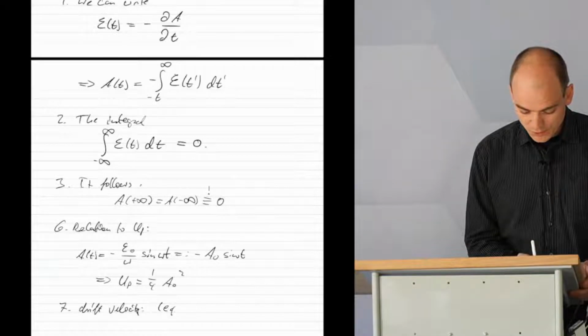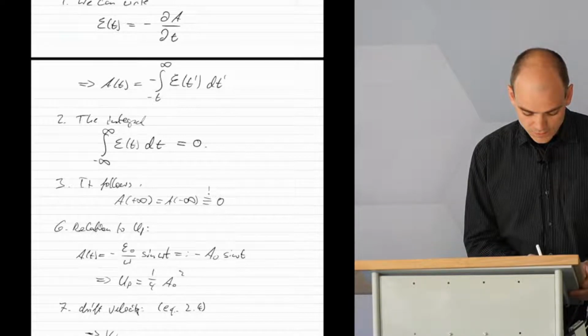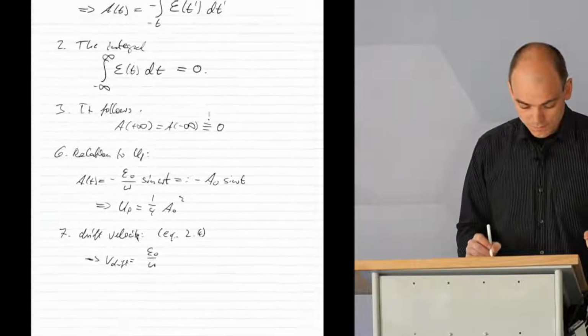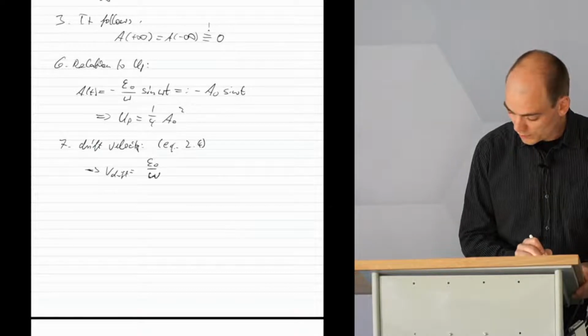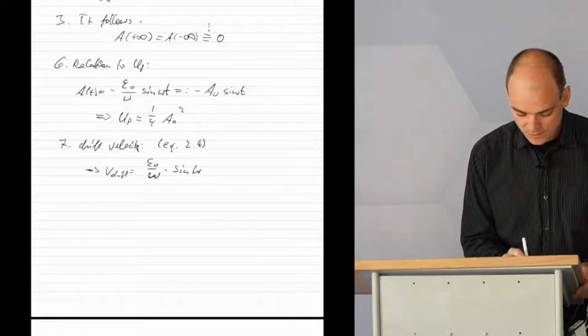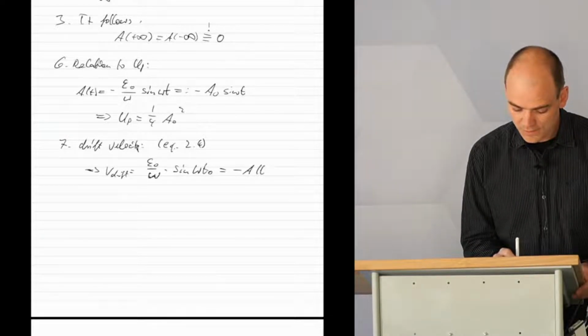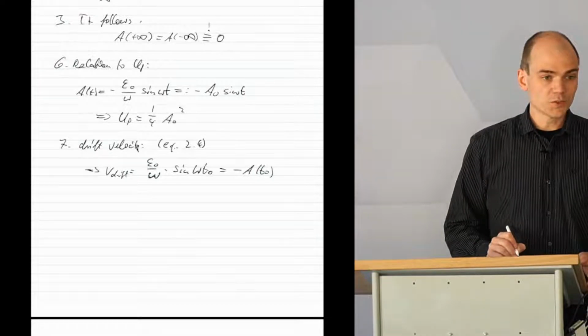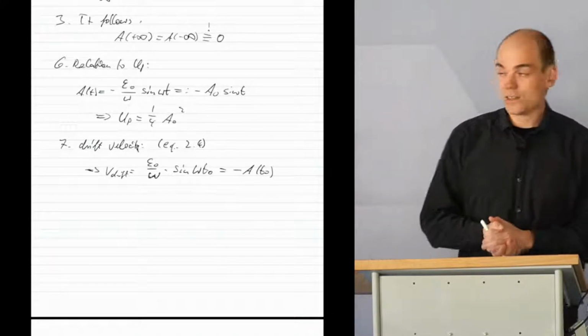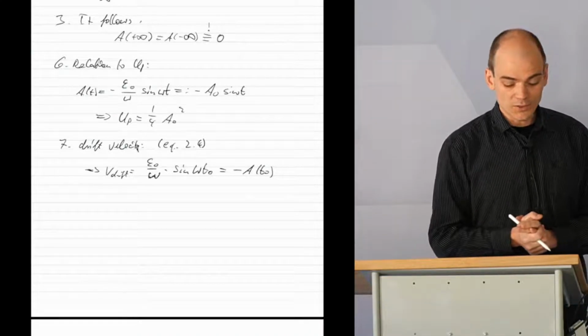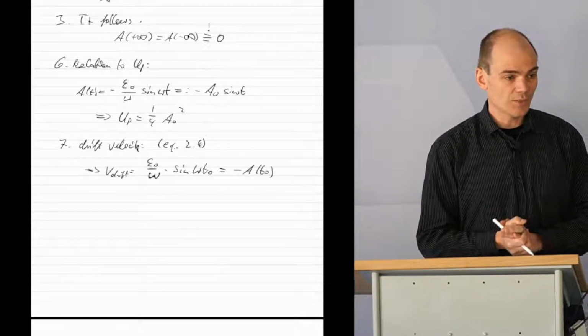Yeah, so this was equation 2.4, if I'm not mistaken. V drift equals E naught over omega times sine omega t naught. And this is exactly minus A of t naught. So in words, the drift velocity, the final velocity that the electron achieves, is given by the negative vector potential at the time of tunneling.